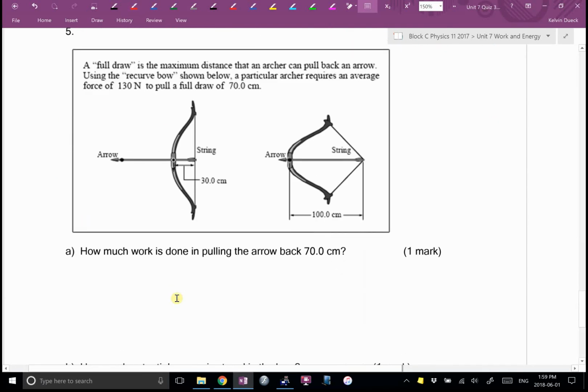I like number 5. Number 5 is the next question. How much work? Well, work is force times distance. Oh, they did give me a force and a distance. Looks like it's 130 newtons and 0.7. Can I do that one in my head? Maybe. 100 times 0.7 is 70. 30 times 0.7 is 21. 91?